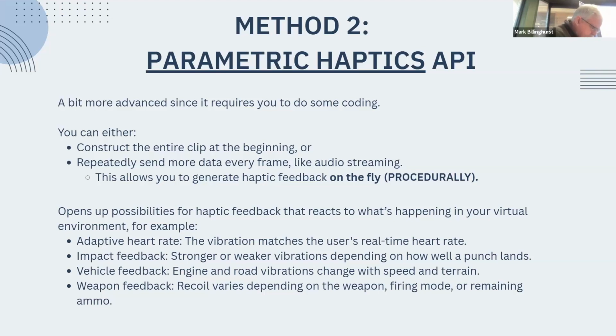Another one is, for example, an impact. For a fighting game, when someone lands a punch, I can measure how well they land it and increase how strong the vibration should be. Another one is vehicle feedback, for example, changing the vibration when the speed and the turn are different, and so on. So there are endless possibilities with it.